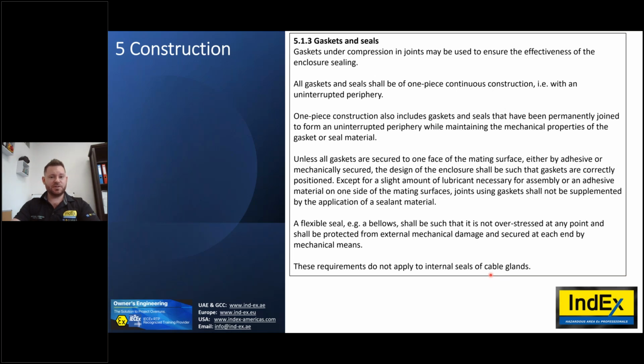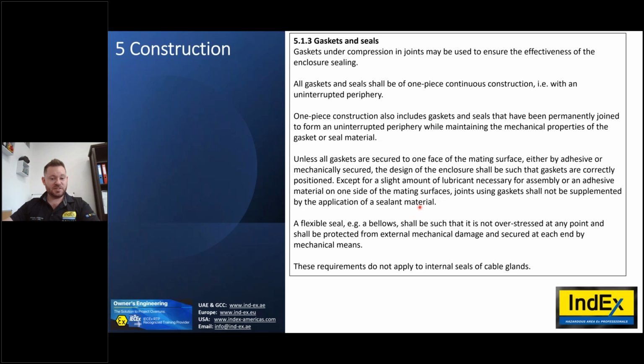Now, gaskets and seals under compression in joints may be used to ensure the effectiveness of the enclosure sealing. All gaskets and seals shall be one continuous piece. They cannot be cut and placed. One-piece construction also ensures the gasket and seals have been permanently joined to form an uninterrupted periphery while maintaining the mechanical properties of the gasket or seal materials. Unless all gaskets are secured to one mating face, either by adhesion or mechanically secured, the design of the enclosure shall be that the gaskets are correctly positioned, except for a slight amount of lubricant necessary for the adhesion material on one side of the mating surfaces. Joints using gaskets shall not be supplemented by the application of a sealing material.